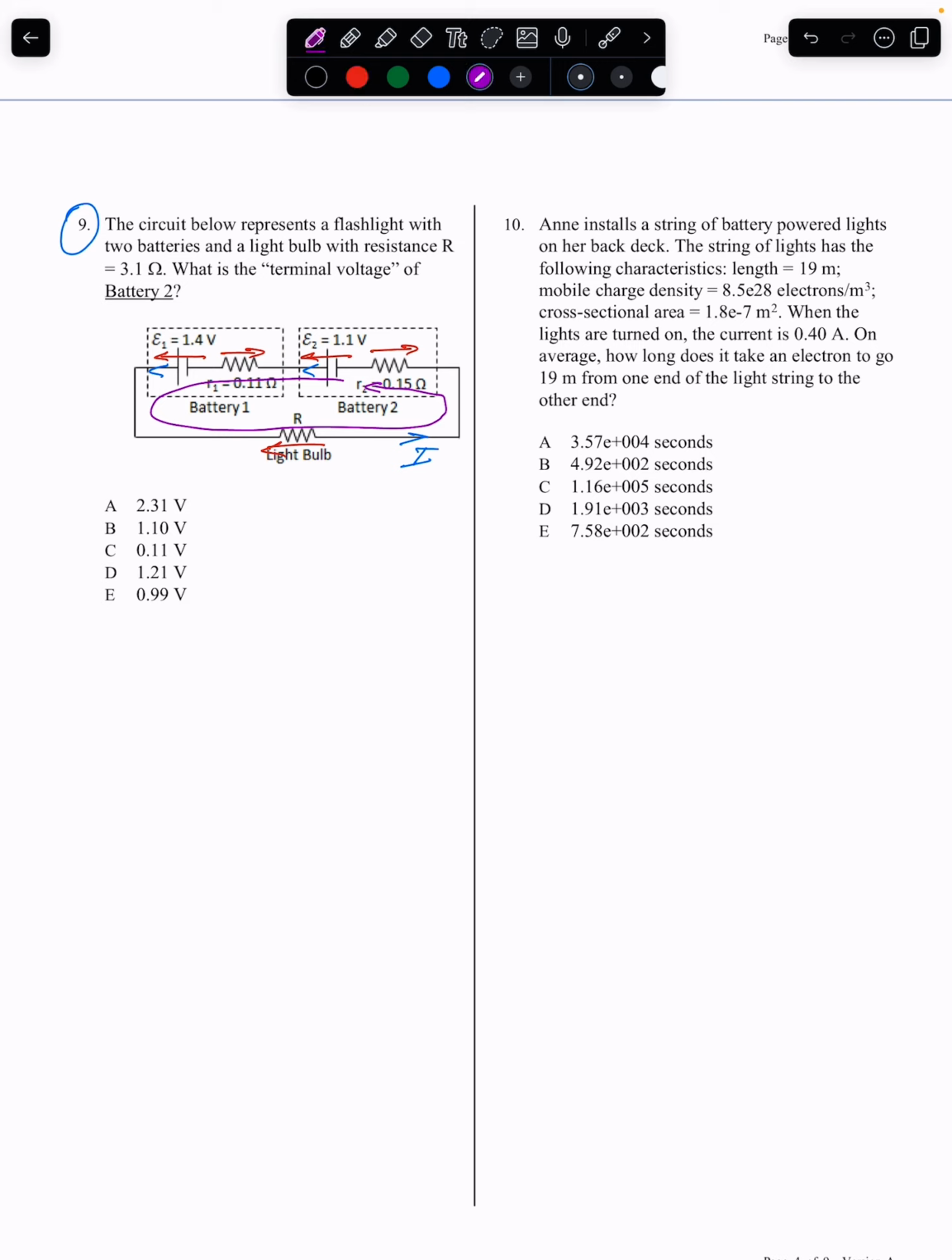So let me just write the equation. It's only one loop, so I'm not going to name it. I'll just write loop rule. It gives me epsilon 2 minus the current, which I don't know yet, times R1, plus epsilon 1 minus the current, which I don't know yet, times the resistance R. Next, minus I times resistance 2. And finally, I return to the beginning where I started, so equals 0.